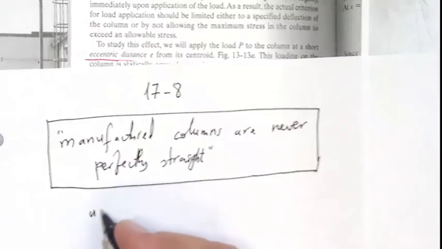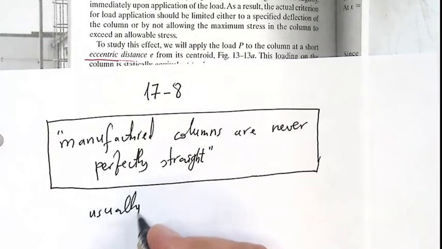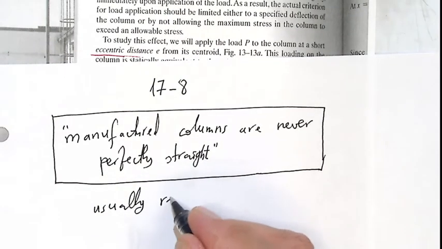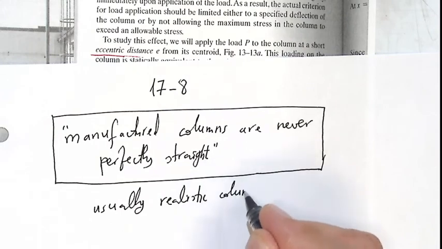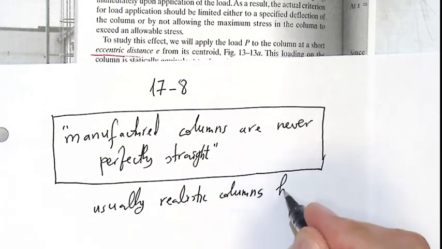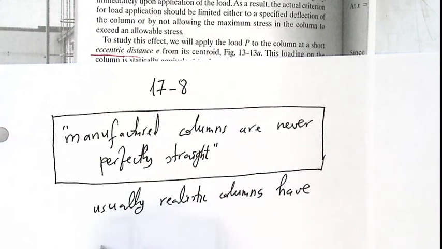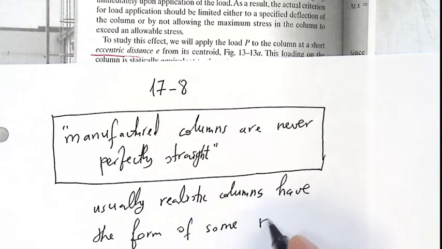So usually, realistic columns have the form of some random behavior.